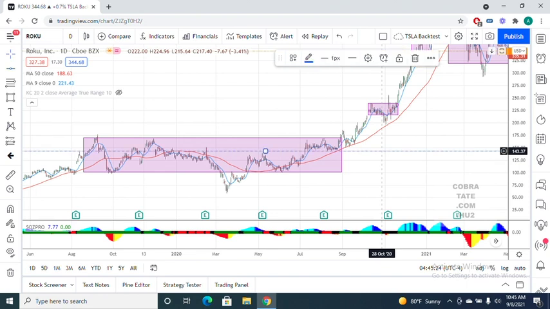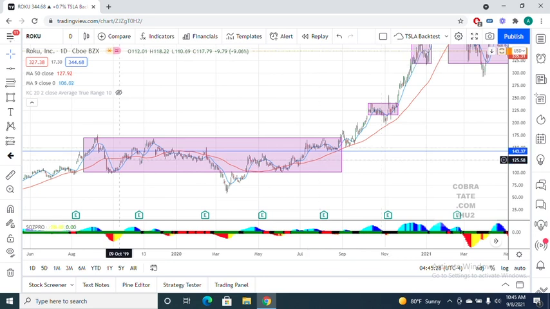Why do I say that? I say that because look at this. Acted as support. As long as the price was above it, the path of least resistance was higher. Price crossed below it, the path of least resistance is lower. Acted as resistance here, price went lower. When the price went higher, acted as support again. Before price broke below, acted as resistance, price went lower.